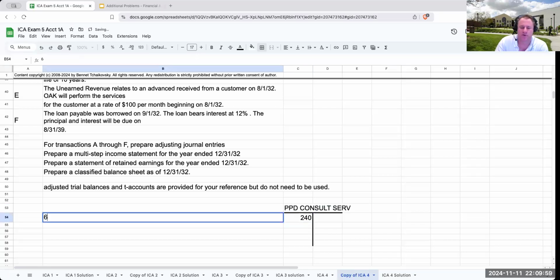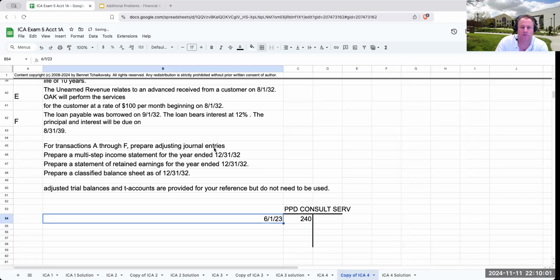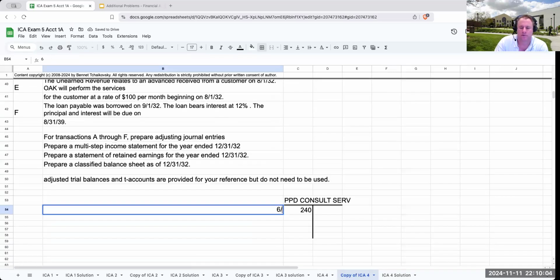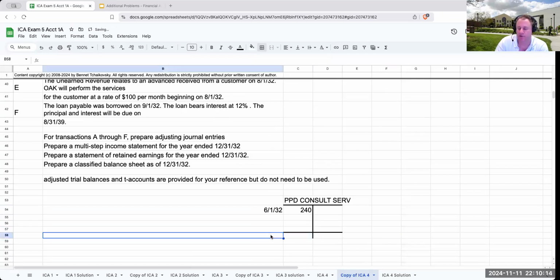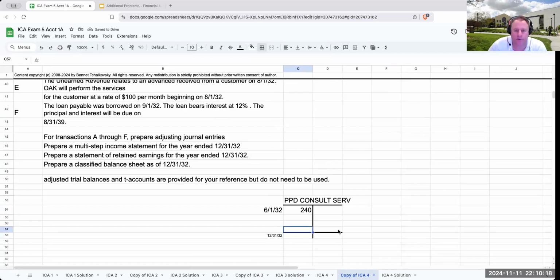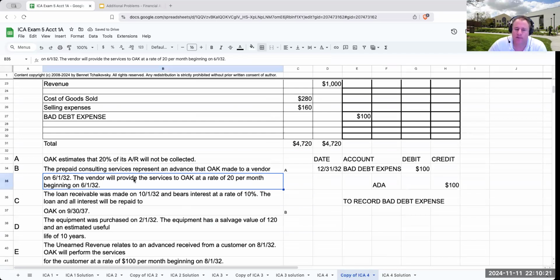So when I look at this for prepaid consulting services, this had a balance of 240 on 6/1/32. On 12/31/32, I have gone through and I have used up some of this advance. They provided this at a rate to me of 20 per month beginning on 6/1/32. So that's going to be June, July, August, September, October, November, December. So a total of 7 months.